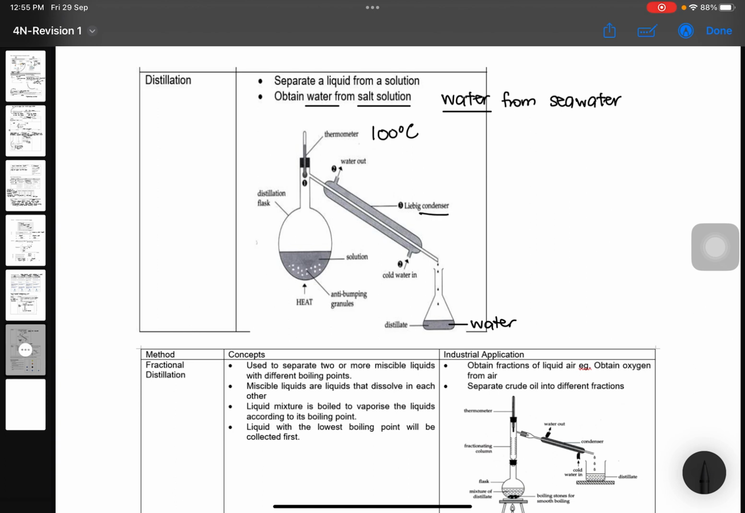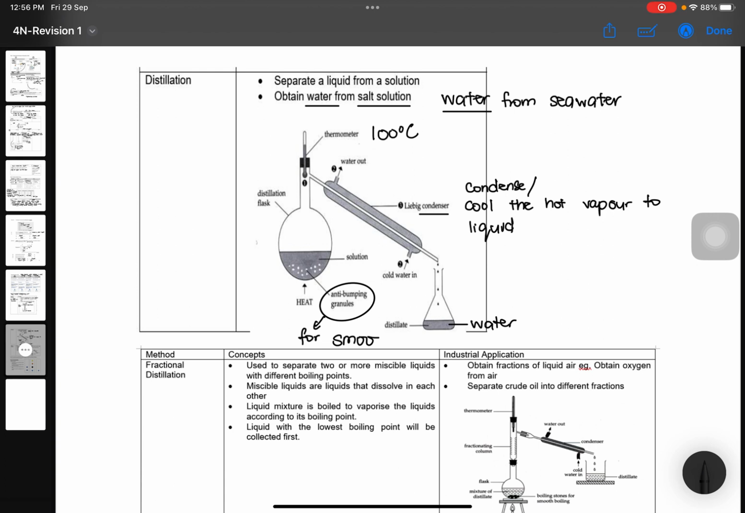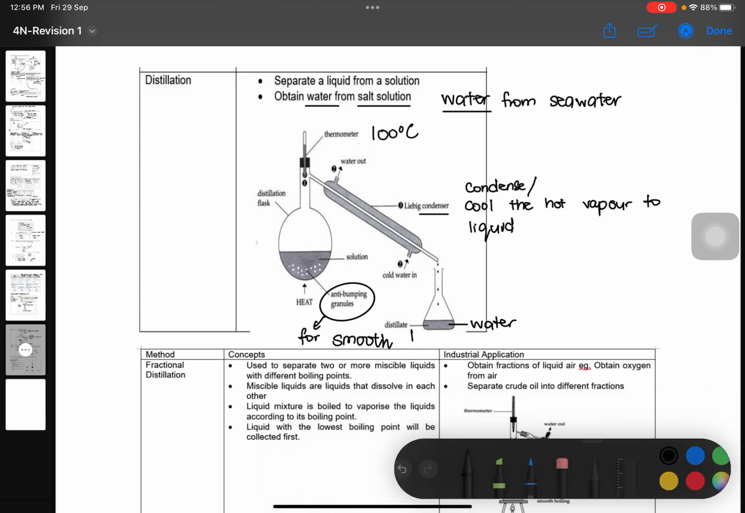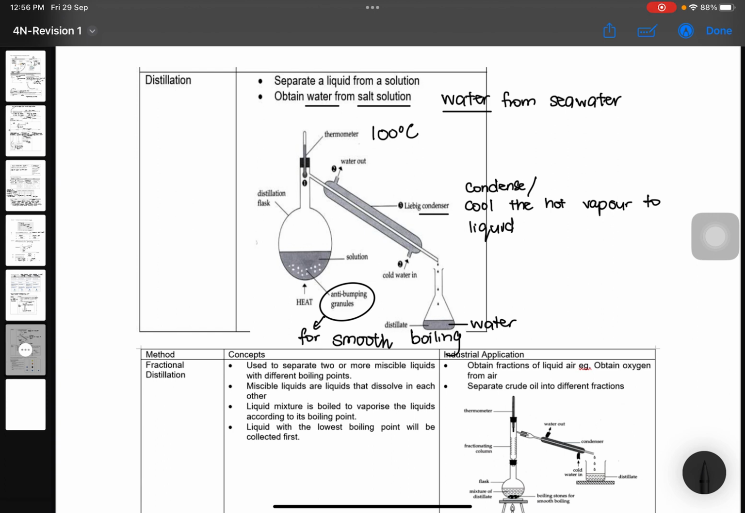The purpose of the condenser is to cool the hot vapor to liquid, or you can say condense the hot vapor to liquid. The anti-bumping granules over here, you add for smooth boiling, so that the whole reaction is not vigorous. So for smooth boiling. Take note, what you collect will be water from seawater.